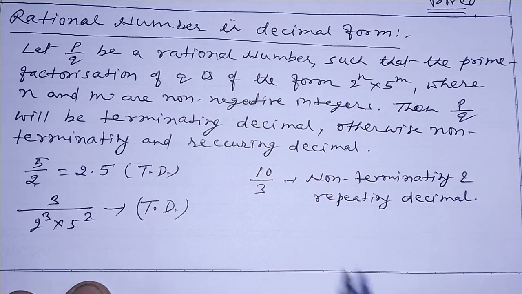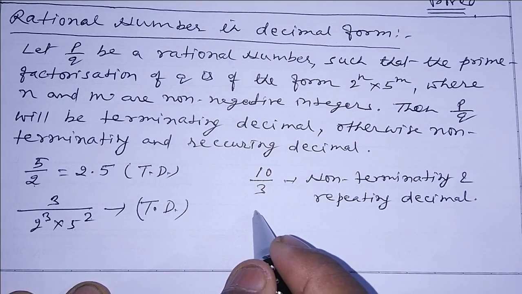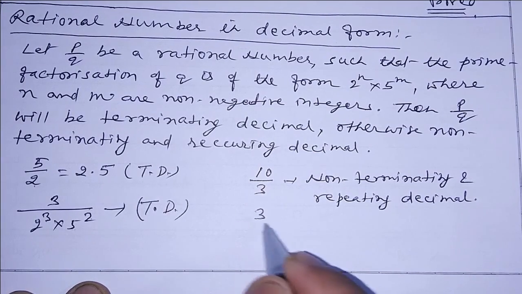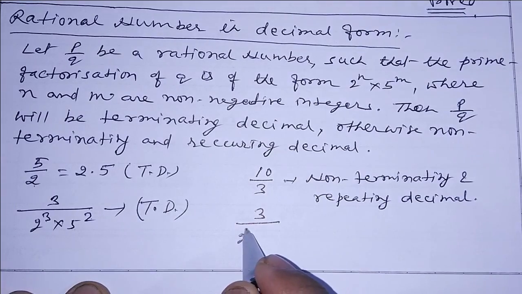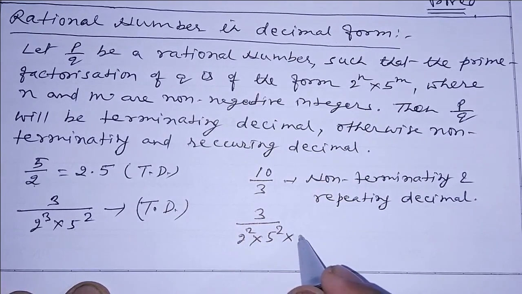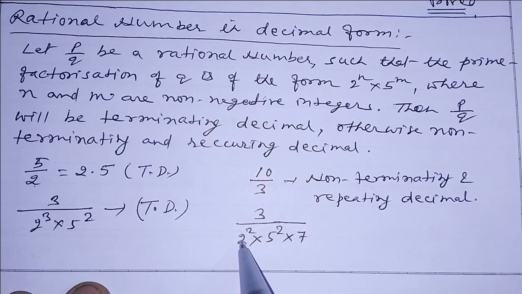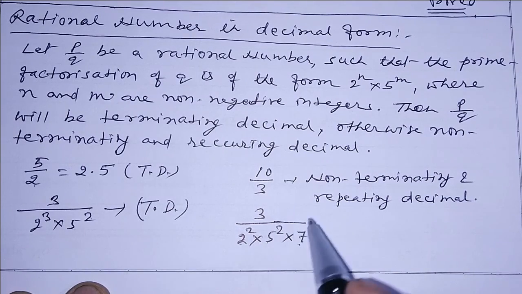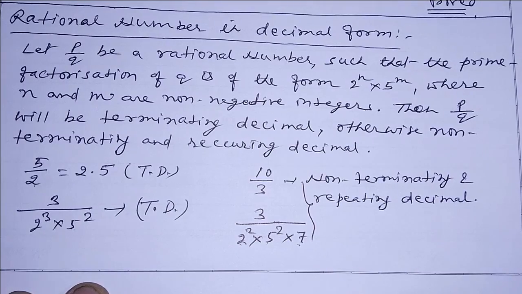Take any number like 3 by 2 square into 5 power 2 into 7. Here the denominator has both 2 and 5, but there is also a 7 present. So this also is a non-terminating and repeating decimal.